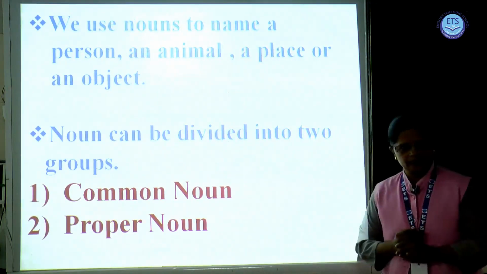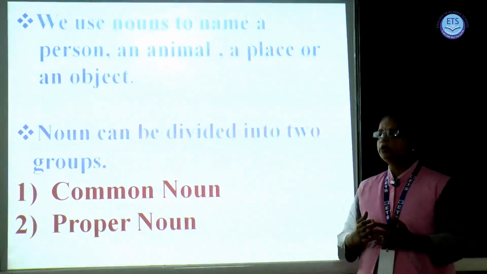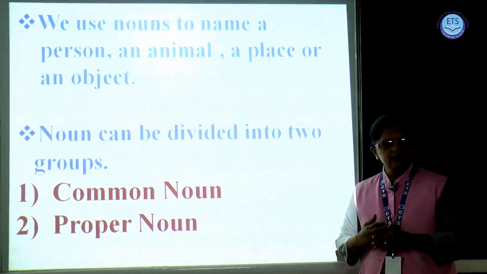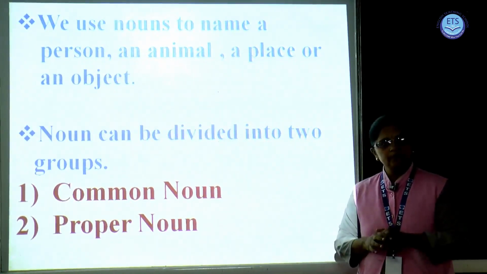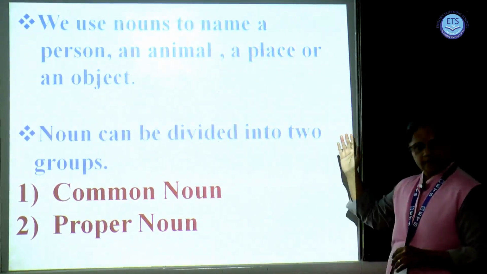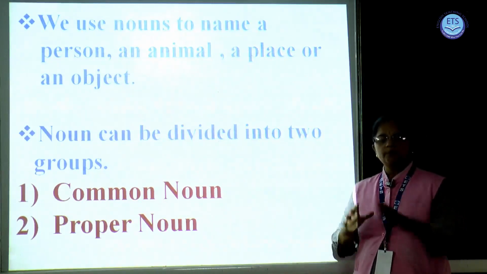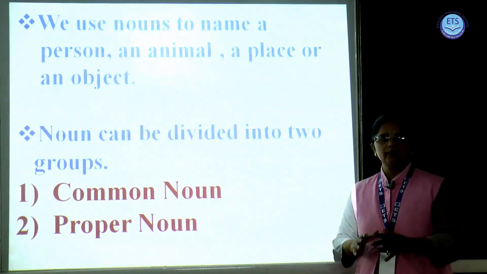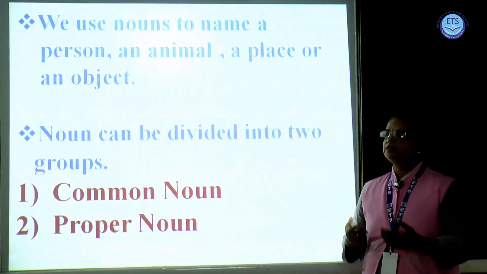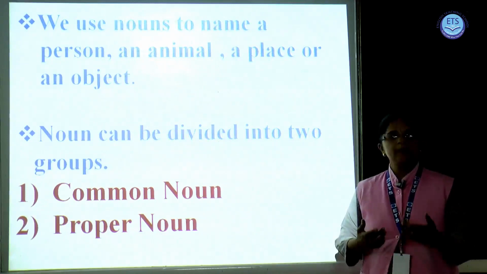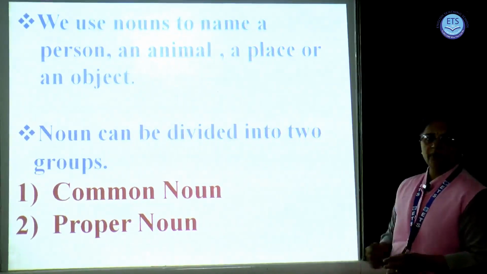Then comes place. I know that you all love going to parks, to gardens, your school, the hospital, the temple. They all come under place. And lastly is an object. Objects are things which you find in your daily routine, like your toothbrush, the soap, the towel, your books, pencils, erasers, etc. Now let's go further.